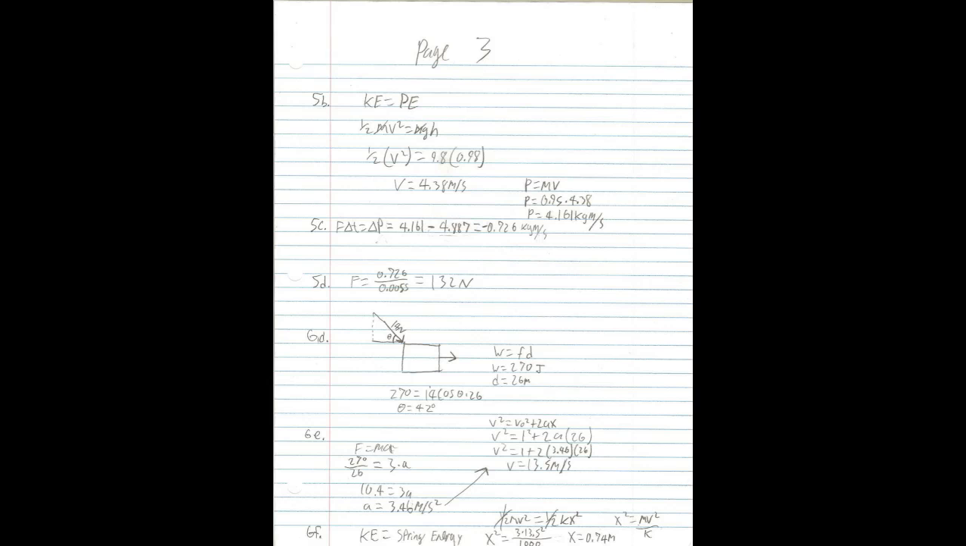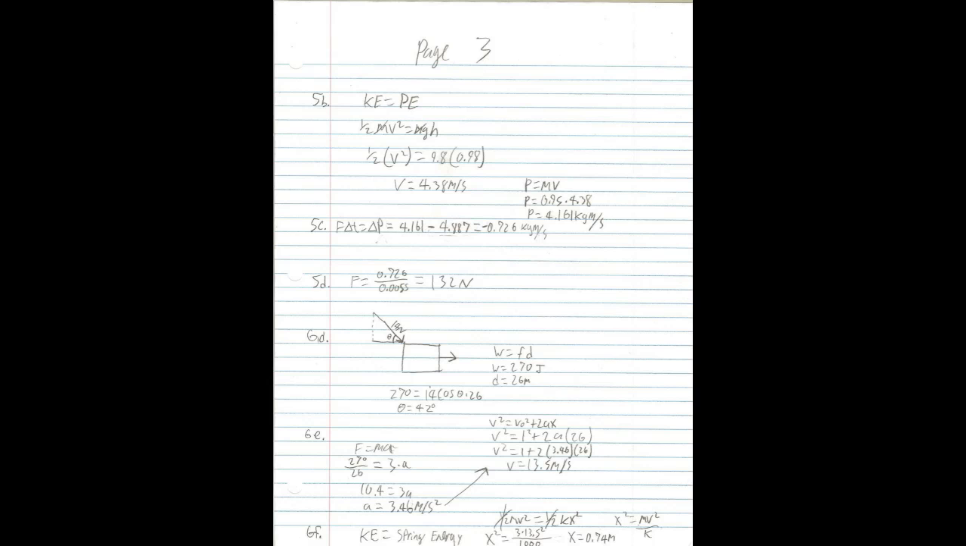Letter D asks, if the ball is in contact with the floor for 0.0055 seconds, what is the impact force on the ball? So to find that, since force times change in time equals change in P, you have to divide P by the time, so you get force equals 0.726 over 0.0055, and you get 132 newtons. So number 6 says a 3 kilogram block is pushed with a force of 14 newtons, causing 270 joules of work to be done at a distance of 26 meters.